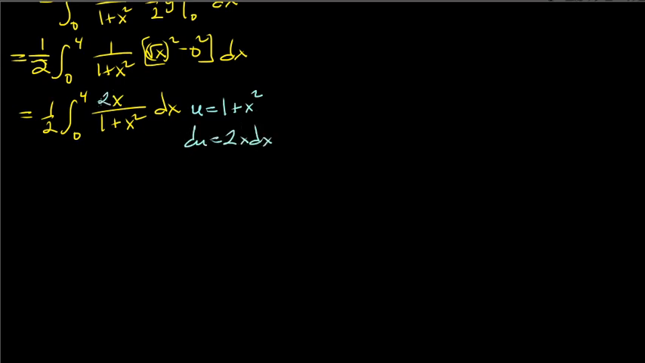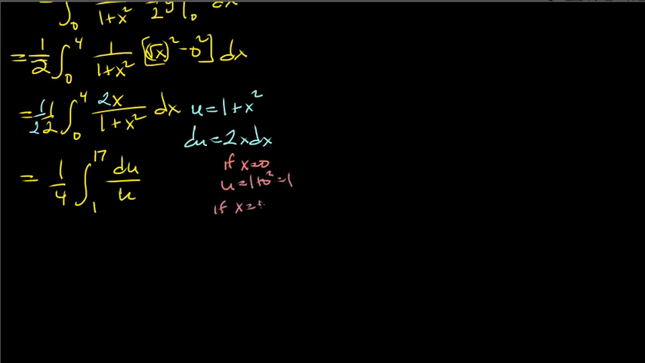Okay, so we need a 2 here. We need another 2 on the outside, or another 1/2 on the outside. And so now we get 1/4 the integral of, let's see, du over u. But now, if these are x's, u goes from 1 to 17. I hope everyone got that by now, right? I mean, if x is 0, then u is 1 plus 0 squared, which is 1. If x is 4, then u is going to be 1 plus 4 squared, and 1 plus 16 is 17. So that's where I got the 17 from. I hope it's not a mystery at this point.